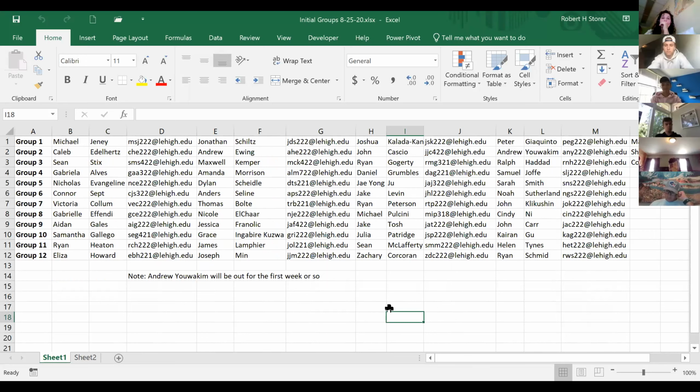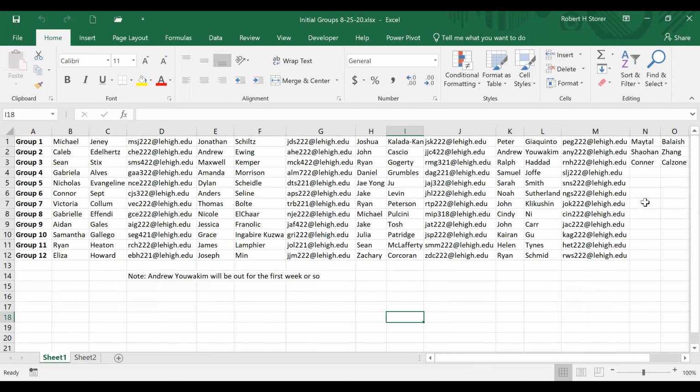All right, here's the groups. So there's 12 groups. There may be a couple of dropouts. I just did this yesterday, so they might change a teensy bit. But for the most part, this is your group. So that's posted.